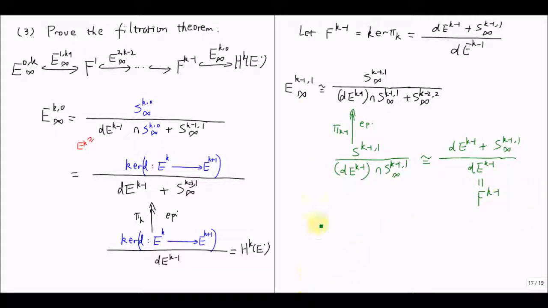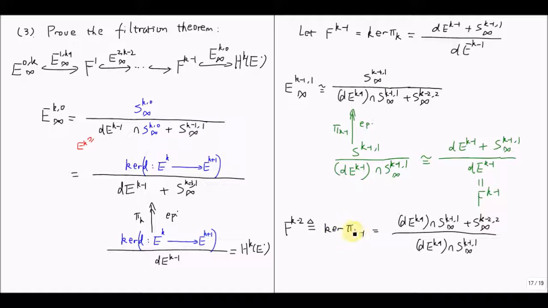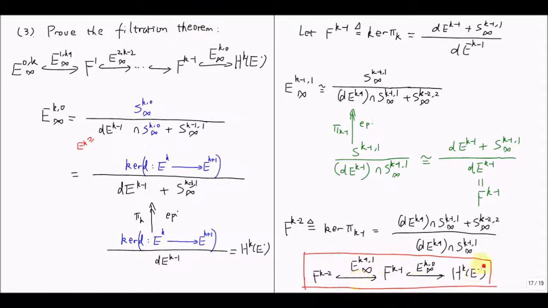And now we compute the kernel of π_{k-1}. It equals this guy modulo this guy. Okay, now we define our F_{k-1}. Oh, sorry, F_{k-2} to be this kernel. Now we have made the second step in the proof of this filtration theorem. Now we have proved there's a filtration like this. Now let's continue.